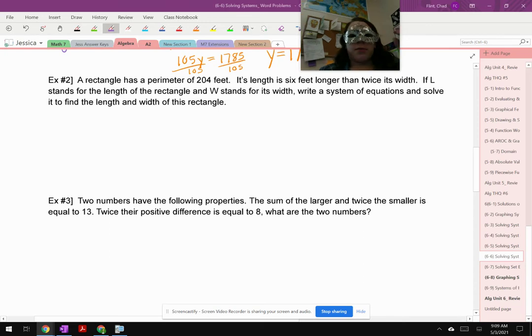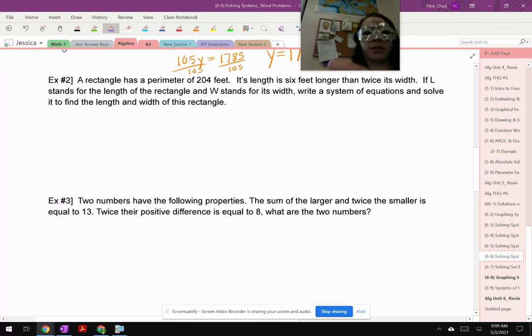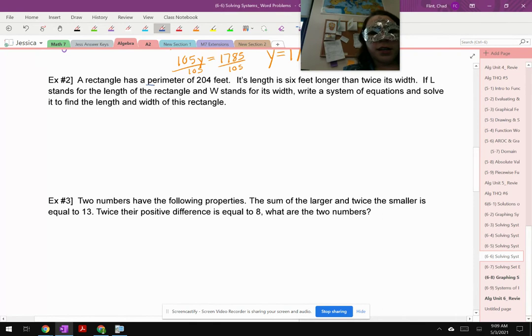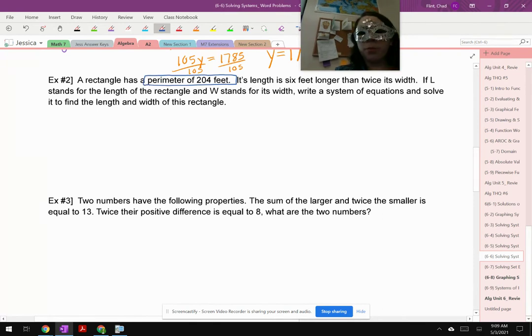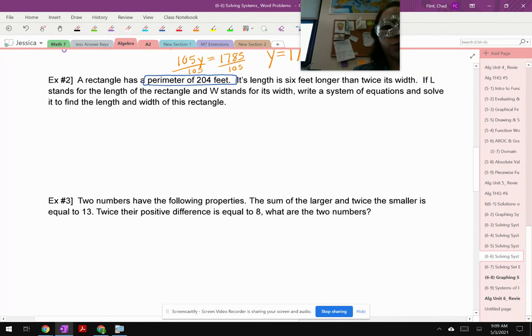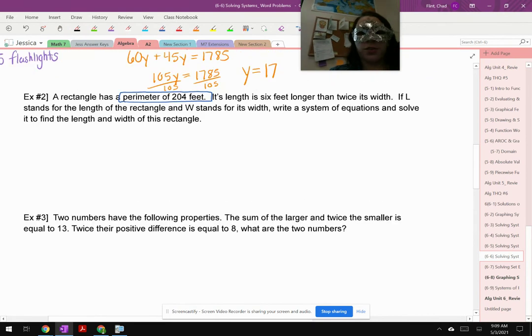So this is the second type of example you're going to run into, something that has to deal with a geometry problem, perimeter, area, something like that. So example 2 here, we have a rectangle has a perimeter of 204 feet. And again, if you don't know what perimeter is, make sure you look that up. Make sure you Google that and use your resources so you know what that means.